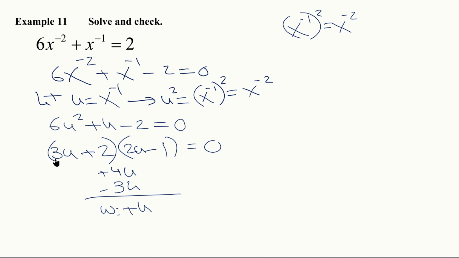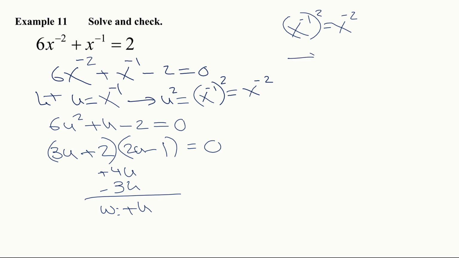Now we'll check it anyway. So first times first should give you first, does it? Yes, it does. 3u times 2u is 6u squared. Last term times last term, positive 2 times negative 1. Is it negative 2, which is the last term? Yes, it is. So the inner product, which is positive 4u, and the outer product, negative 3u, they add to the middle term. We knew that already because we forced it that way. So the factorization is correct.